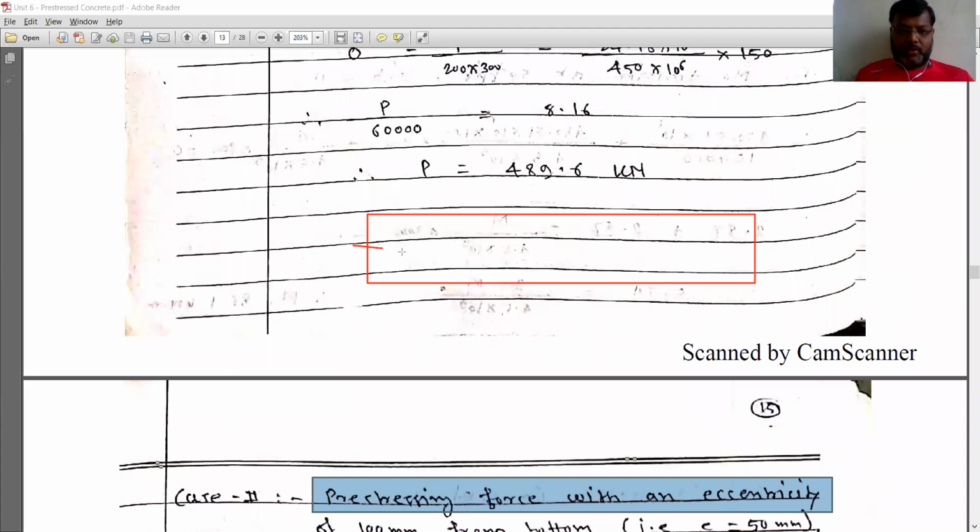Suppose this is the neutral axis. So the pre-stressing force is applied at a distance, or the tendon is located like this, and this distance from the soffit is equal to 100 mm.